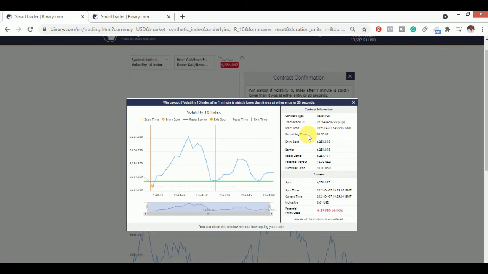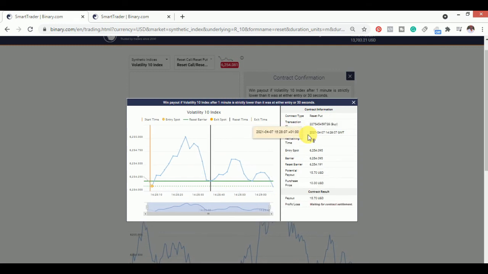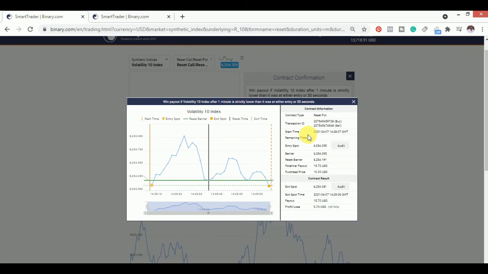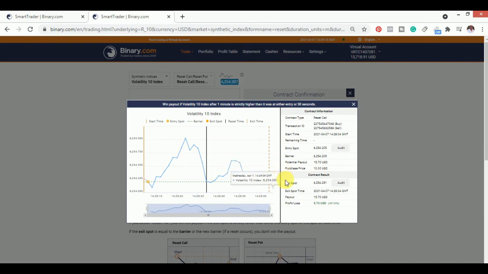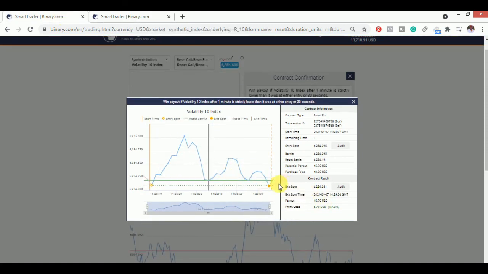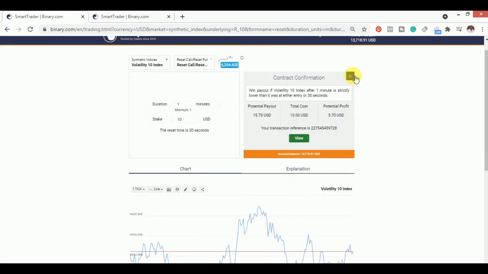Everybody has their different time frame that they trade with, so whatever time frame you love trading with is okay. This one here was a win, and this one here was also a win. Now I have achieved what I tried to achieve with you guys. This was a reset call, which ended beyond the barrier line, and this was a reset put. It ended beyond the initial barrier, but it ended below the second barrier. Yeah, that's what I was trying to demonstrate to you guys.